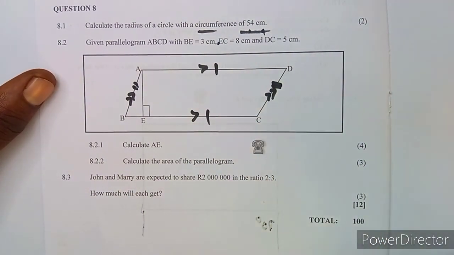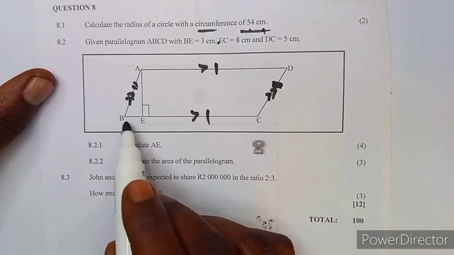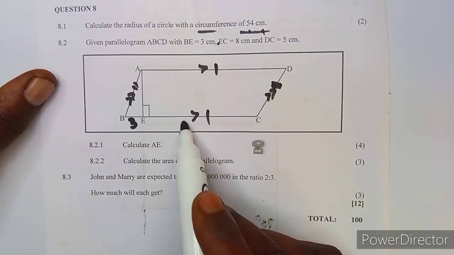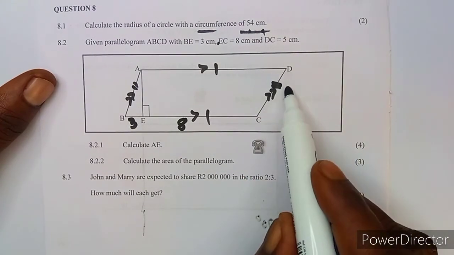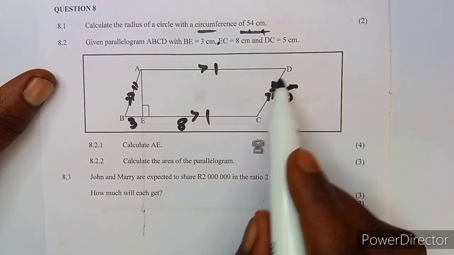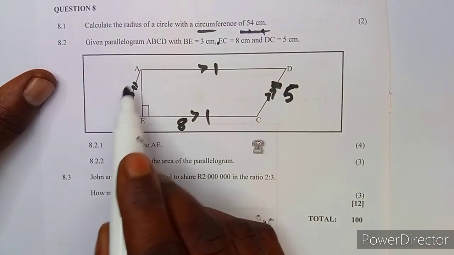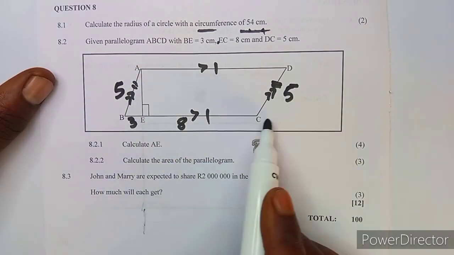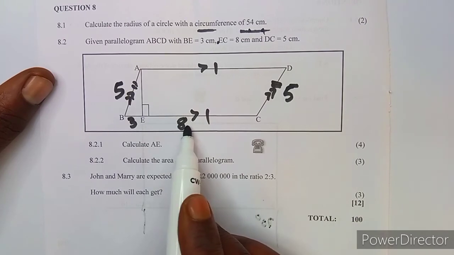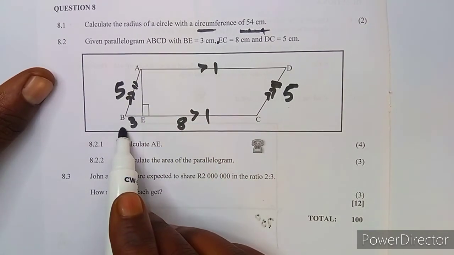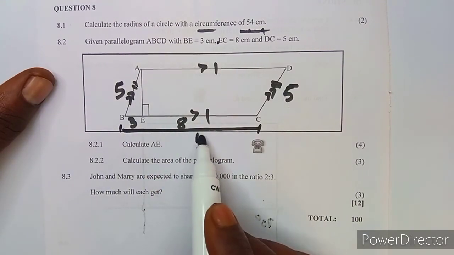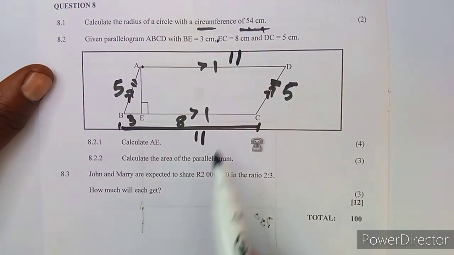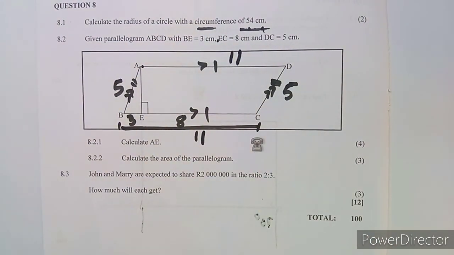We are given that BE is equal to 3 centimeters, EC from E to C is 8 centimeters, and DC is 5 centimeters. But remember, opposite sides are equal, so if DC is 5, it means AB is equal to 5. If we combine BE and EC, 3 plus 8, that's 11. So from B to C it's 11, and it's the same from A to D, it's also 11, because opposite sides are equal and parallel for a parallelogram.